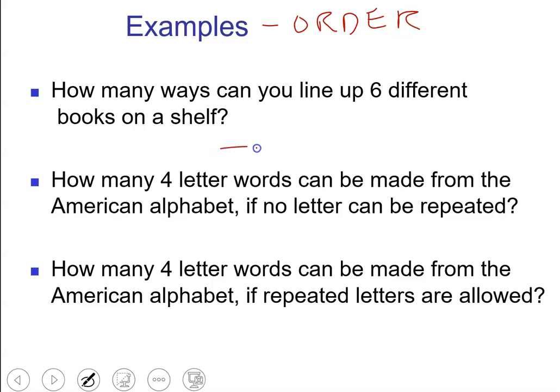Well, I have 6 slots. I have 6 books for the first slot. 1 book's chosen, so then I have only 5 for the next. Another book is chosen, so I only have 4. And you can hopefully see the pattern from there. And then multiply all those together. And that should be, again, go ahead and just use your calculator for this. 720.